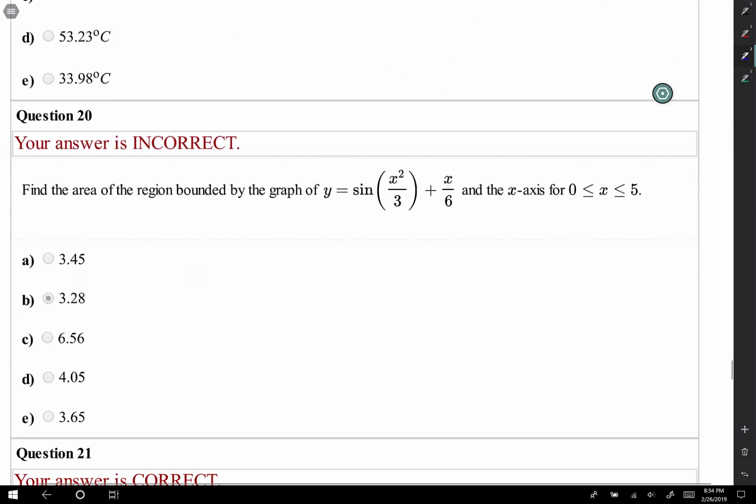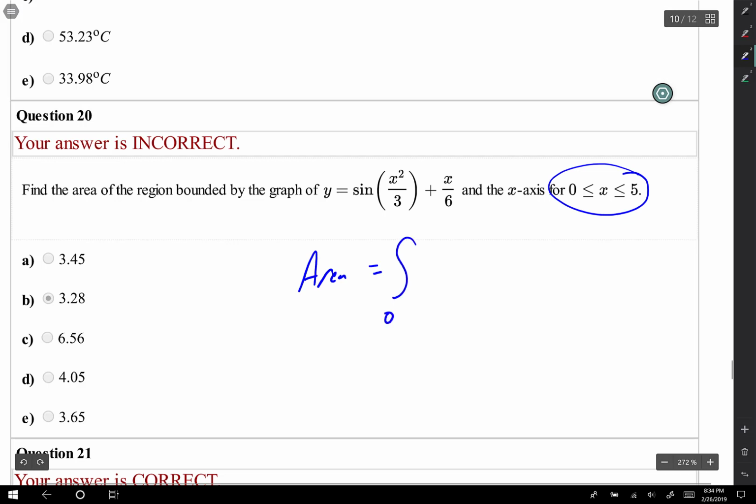Find the area of the region bounded by the graph, sine of x cubed minus 3 plus x over 6. I'm going to give you an easy way, guys. If they want the area of this between 0 and 5, here's the easiest way to do it. Integrate between 0 and 5 of the absolute value of sine of x squared over 3 plus x over 6.